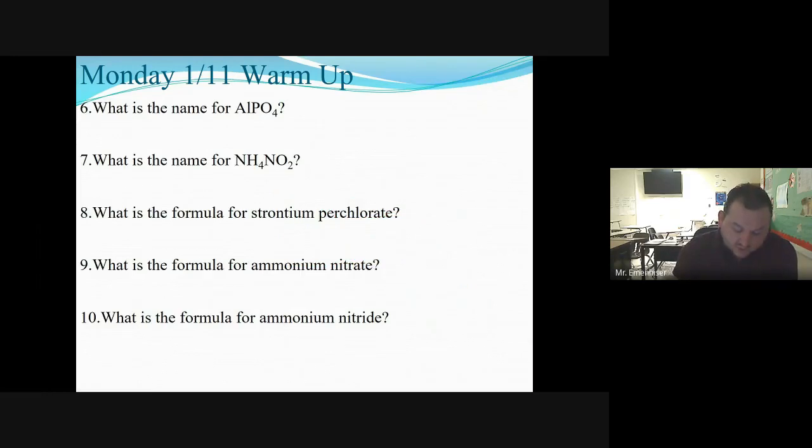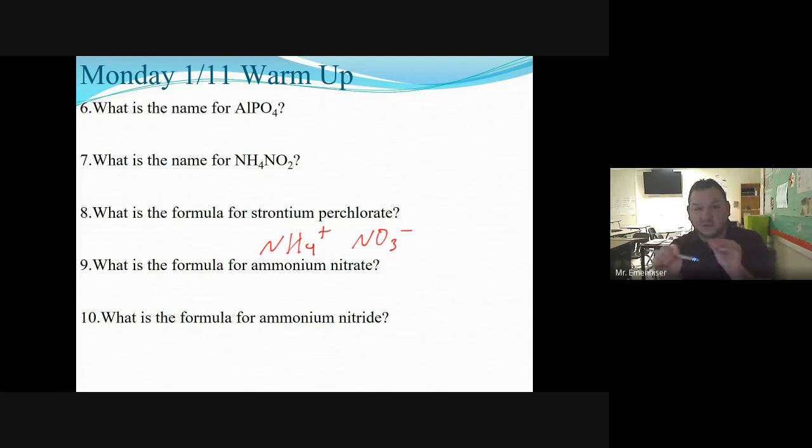Number 9, ammonium nitrate. Ammonium is NH4+, and nitrate is NO3-1. So you could cross the charges if you want to, but when I put the 2 symbols next to each other, I immediately just look and see if they're going to balance. I got a +1, a -1. We're good. Just put them together. NH4NO3. Okay. Now make sure that you're checking the charges and seeing that they're balanced. Don't just put the 2 ions together.